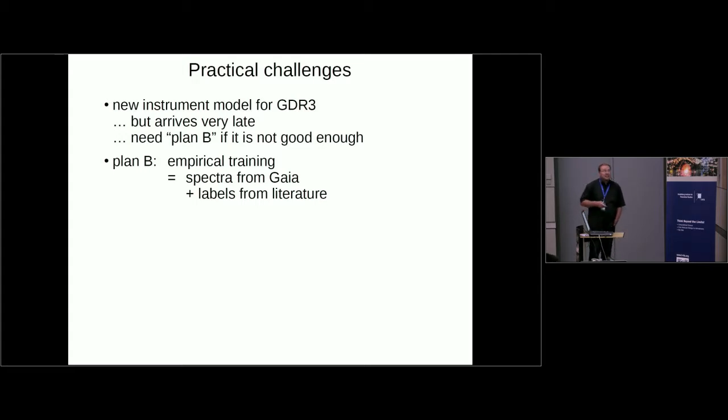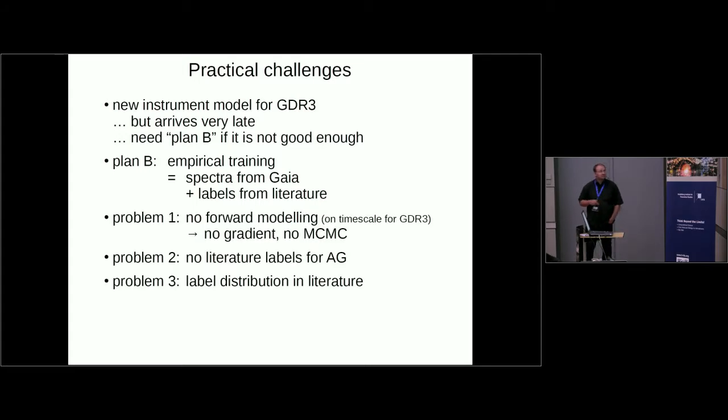Now there are at least 3 problems with this approach. The first problem is that with empirical training, at least on the timescale for DR3, we don't have a chance to implement any kind of forward modeling. To give you an idea why, the processing for DR3 will begin next summer. The software that will run next summer on the data that will arrive next spring has been delivered this spring. So the software is already fixed.